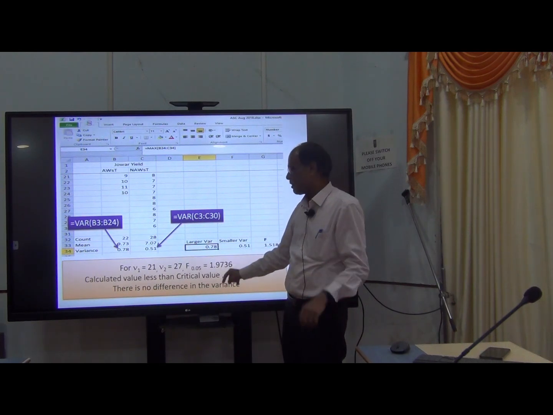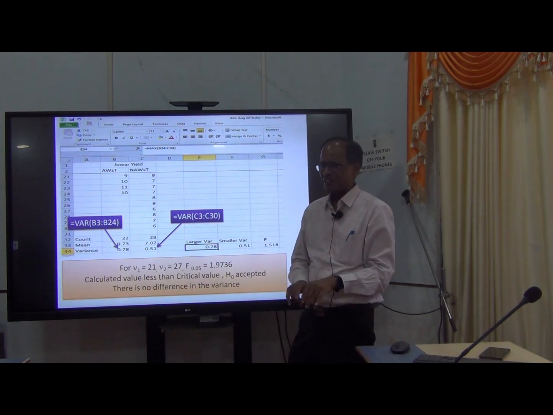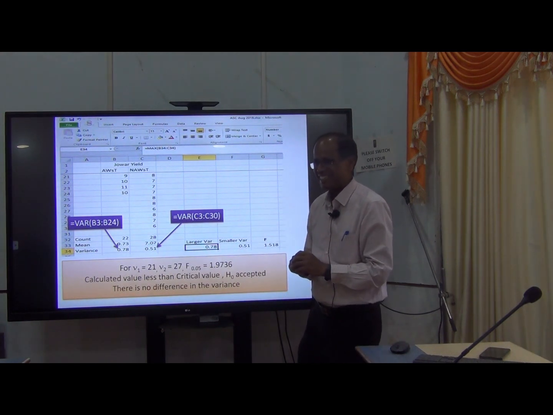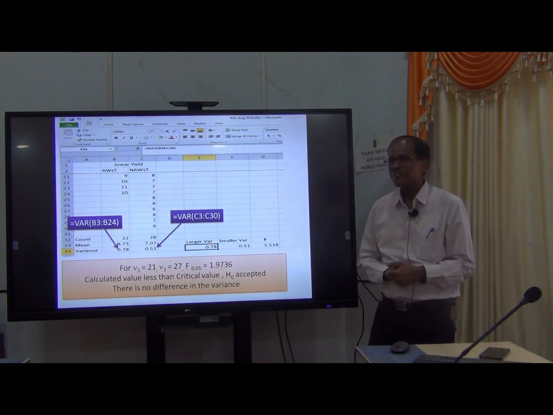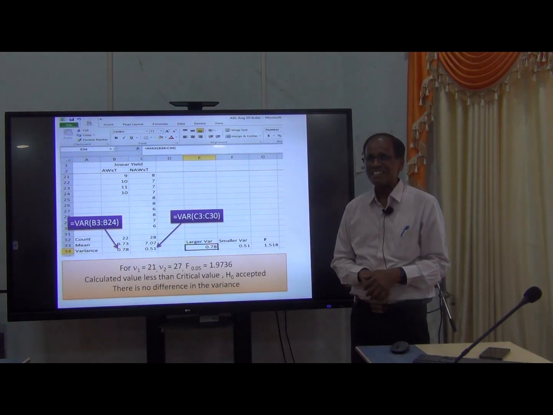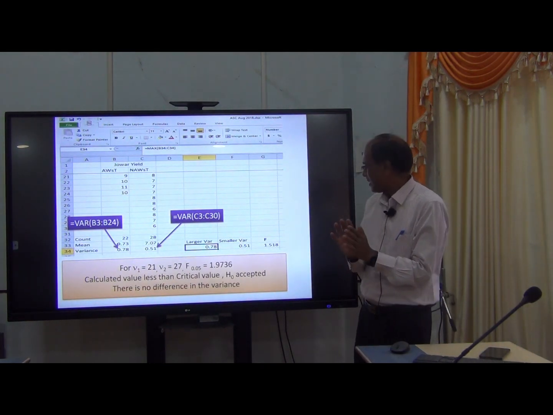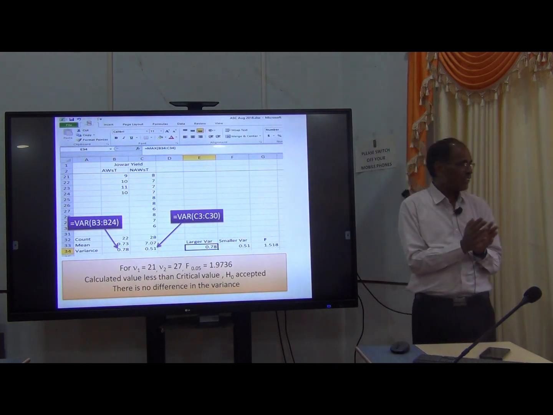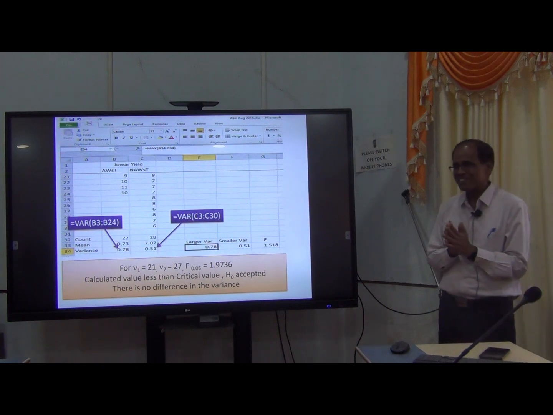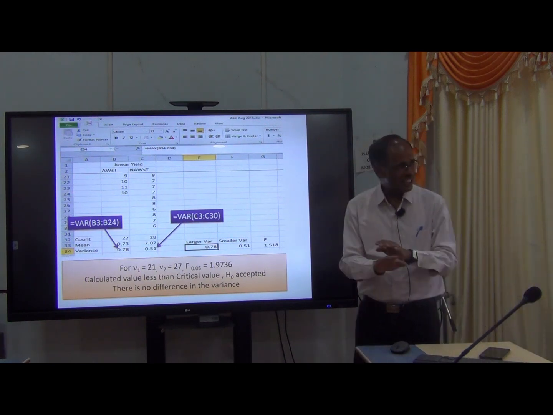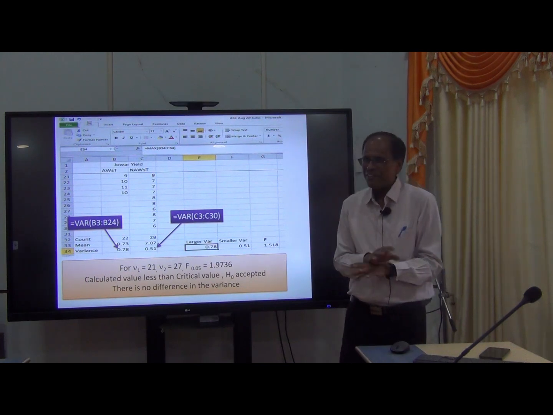Now you can have tables in the software, whenever you want you can retrieve it. The calculated value is less than the critical value. What is your inference? Since the calculated value of F is less than the table value, H0 is accepted. That means there is no difference in the variance.